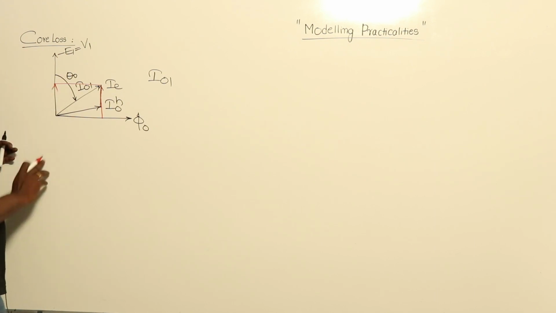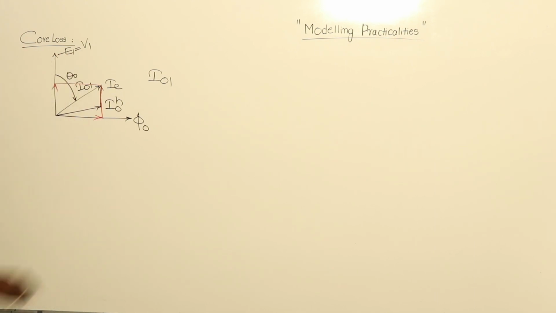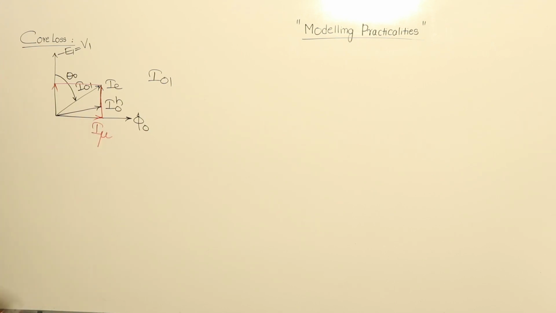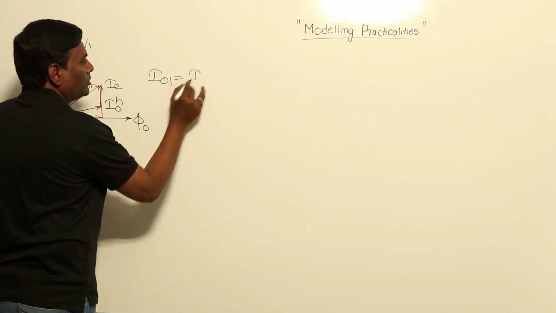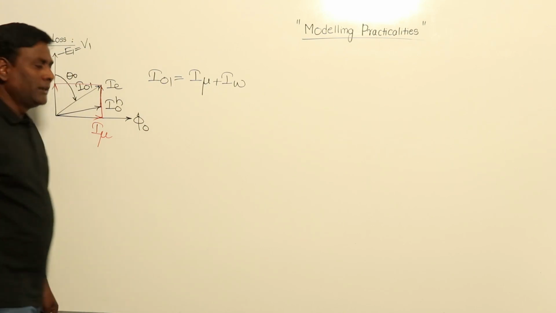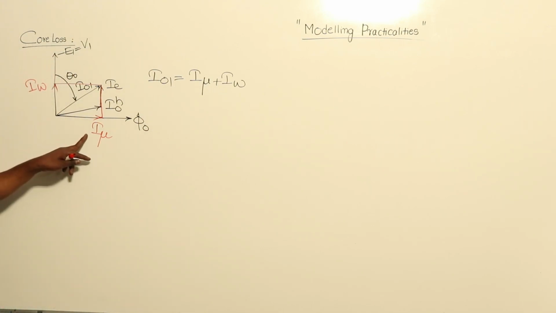One is in line with voltage, another is at 90 degrees with voltage. At 90 degrees with voltage, let me call it I mu. What is in line with voltage, let me call it IW, such that this particular I01 I can divide into I mu plus IW. Now what is this I mu, what is this IW? I mu we call as the magnetizing component of no load current.